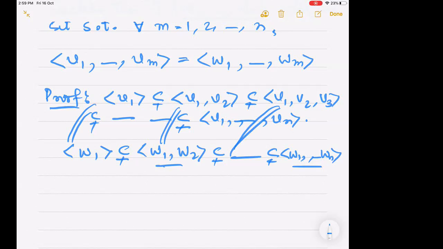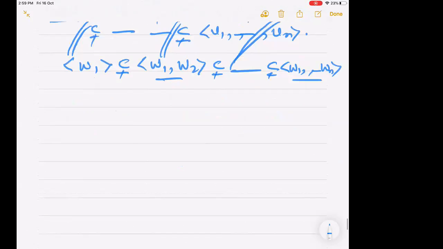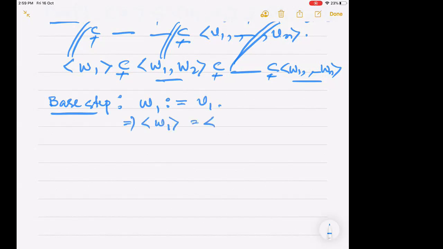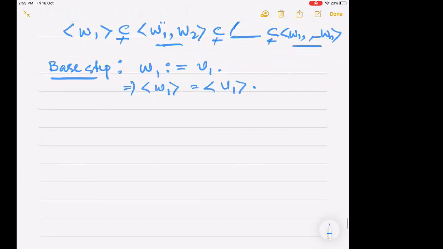So how do we get this? The proof is by induction. The base step of this induction is just to take W1 equal to V1. This implies the span of W1 is equal to the span of V1. So the first step is done. It's induction on this number n. Now the inductive step.